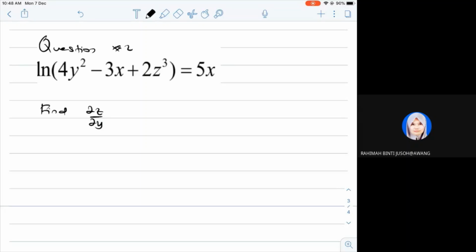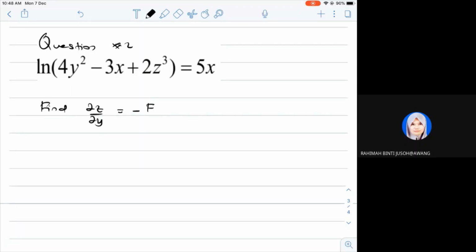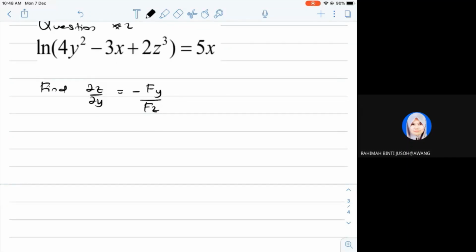So by using the second method, the formula del z del y equals to negative fy over fz. Well done. So we have this. First of all, we need to find fy. Thus, what is the variable now for fy? Y. Yes, y is the variable. And then x and z become the constants. So fy, differentiate ln.